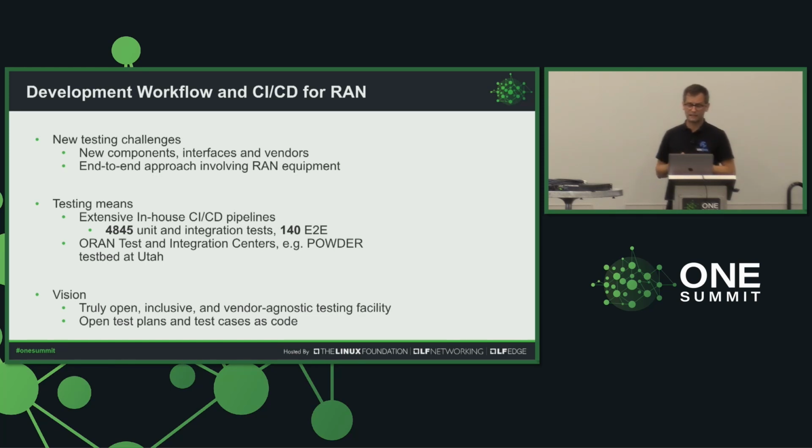But the vision really is to go even further, go beyond that. We really think that we require, as a community, for ORAN to be deployable and usable, a truly open, inclusive, and vendor-agnostic testing facility, where we really can test end-to-end, have open test plans, and go beyond writing test specifications, but also have the test cases as code, so they can be tested across vendors, across revisions and releases of software and DU and CU. That's something that I think is really required.